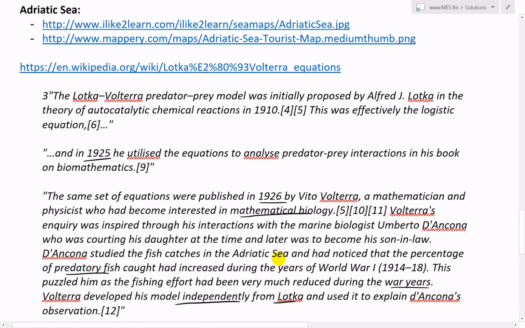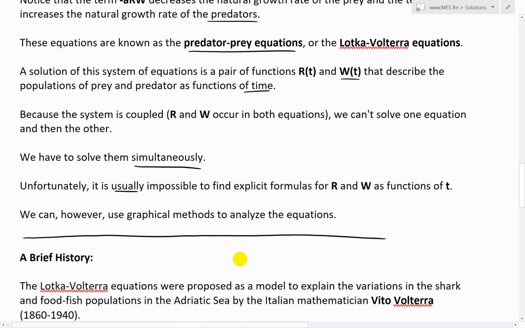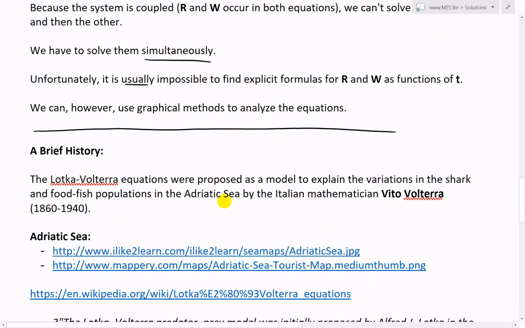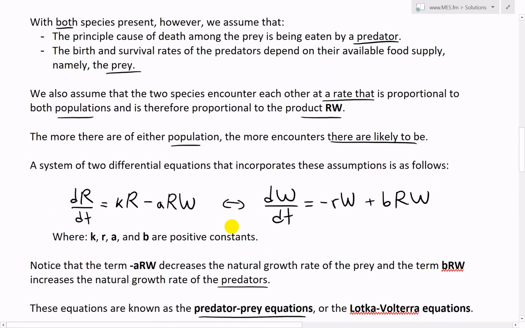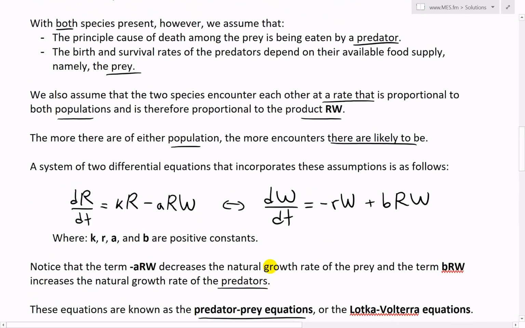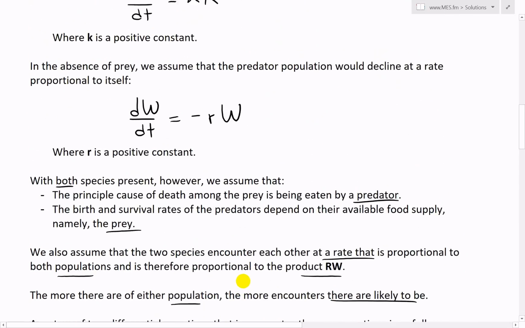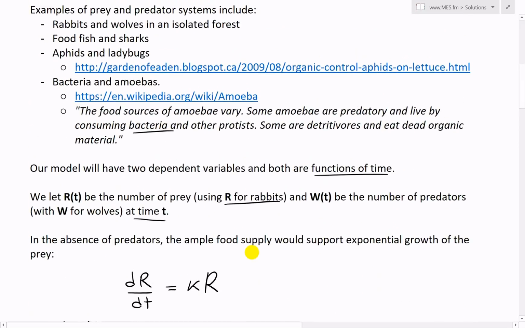Hopefully you'll enjoy this brief history on Lotka and Volterra and these predator-prey equations. In later videos, we'll go over some examples illustrating how to solve these or graphically represent them.